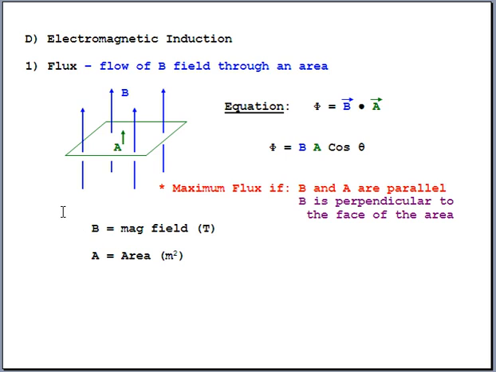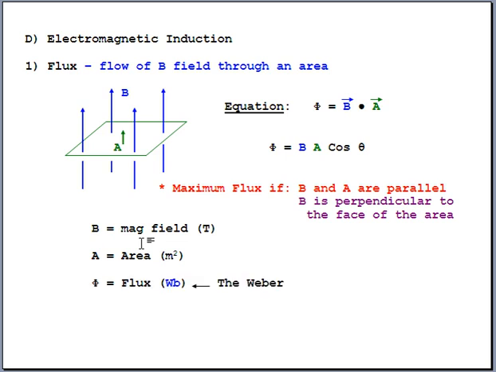Now, when you're calculating the value for flux, the magnetic field has to be measured in Tesla, and the area has to be in meters squared. Often you'll be playing around with some pretty small areas, maybe measured with dimensions in centimeters. You'll have to change those and measure them in meters to find the area in meters squared. And then we'll be multiplying the Teslas by the meters squared.